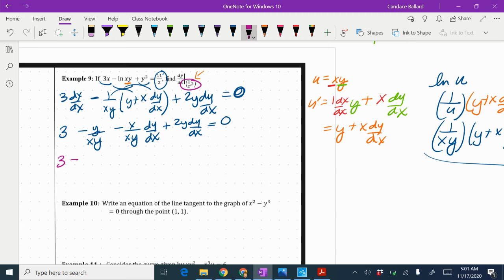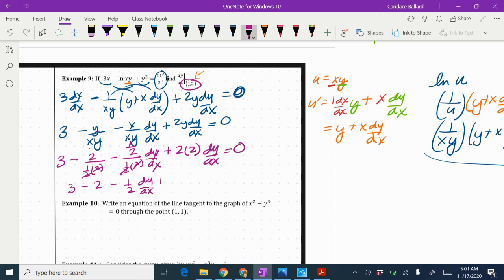So I've got 3 minus the y value, which is a 2, over x times y. So 1/2 for the x and 2 for the y. That's nice because they cancel. Minus the 1/2 for the x, and then it's 1/2 times 2 again, which again cancels, and then times dy dx. Plus 2 times my y, which is 2, dy dx equals 0. All right, I'm going to see what happens once I get rid of these denominators. So I've got 3 minus 2 minus 1/2 dy dx plus 4 dy dx equals 0.